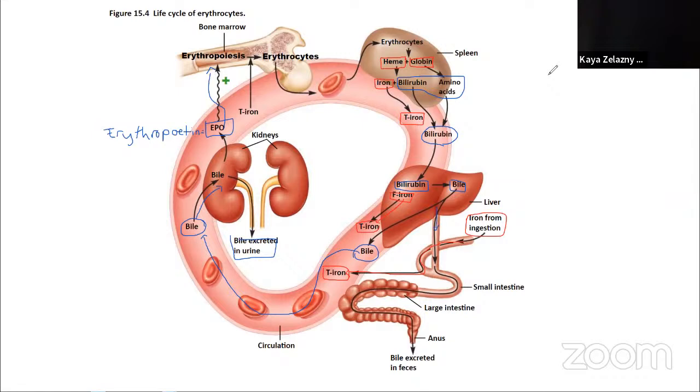So, questions about this overall process? So the erythropoietin, that just is like a signal for them to make more. Yep. Okay. I think it would count as a hormone. Yeah.